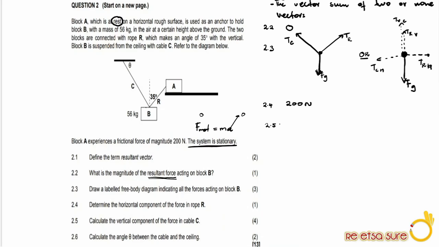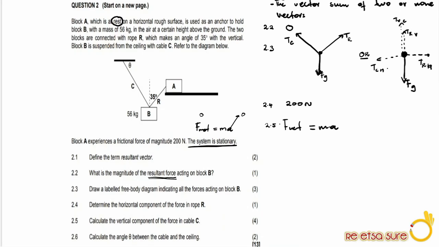Obviously, when we resolve this cable C into its components, I'm going to have T vertical and then T horizontal. But for now, we are required to calculate the vertical component of force in cable C. So now, obviously, it must be TV. Okay, so let me show you how to do it. So I'm going to start first by saying that F net is equals to MA.